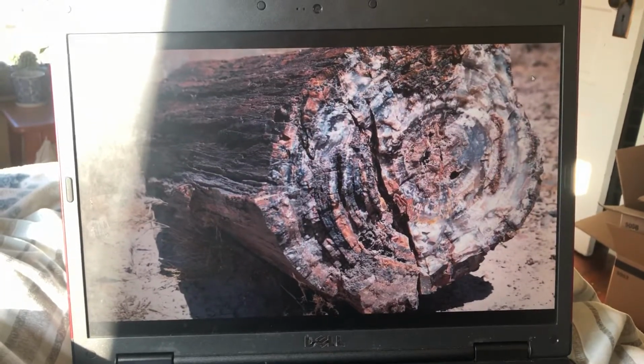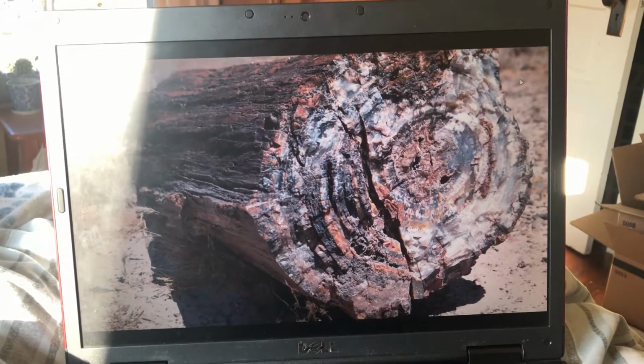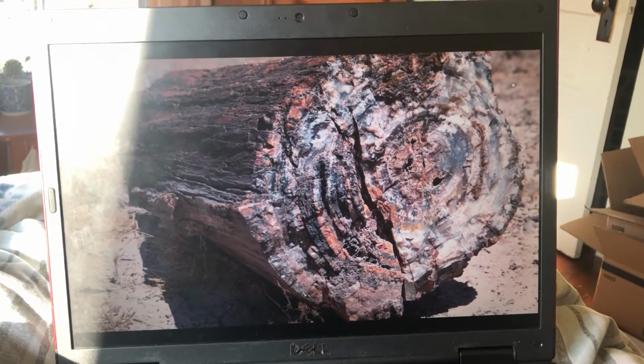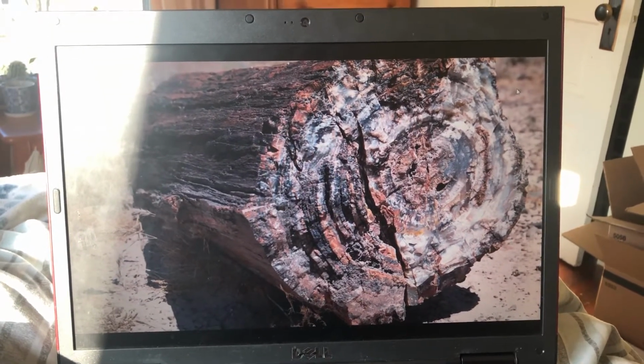Permineralization is the process in which mineral deposits form internal casts of decayed organisms. Specific conditions must be met for petrification to occur.